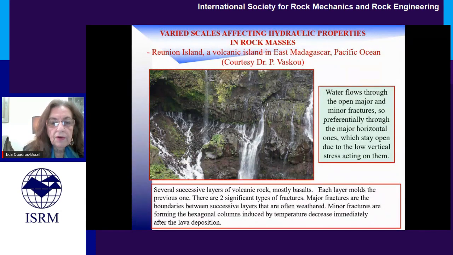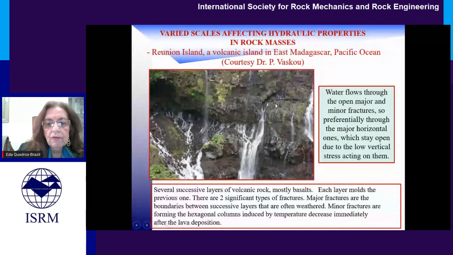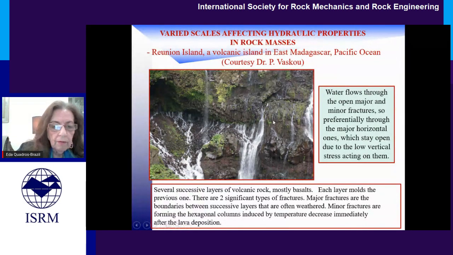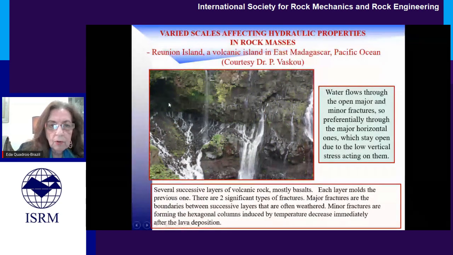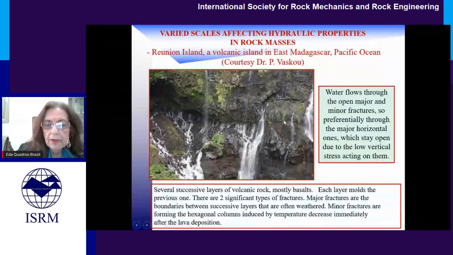Several successive layers of volcanic rock, mostly basaltic, are shown here. Each layer molds the previous one. There are two significant types of fractures. The major fractures are the boundaries between successive layers that are often weathered. Minor fractures form the hexagonal columns induced by temperature decrease immediately after the lava deposition.